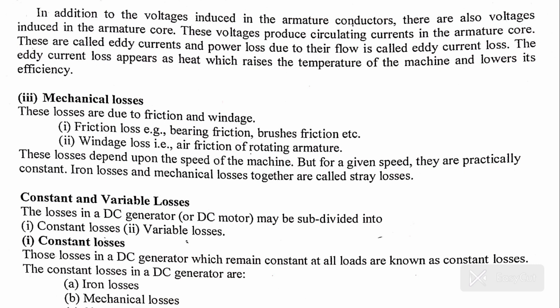3. Mechanical losses. These are caused by friction and air resistance or windage. Examples include friction loss from brushes or bearings, and windage loss, which is air drag on the rotating armature. Together with iron losses, mechanical losses are often called stray losses.